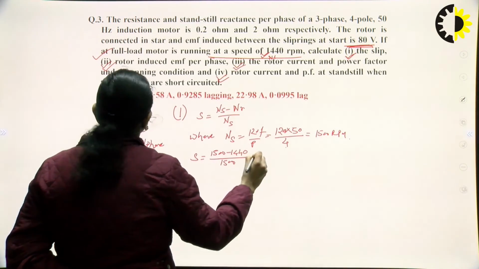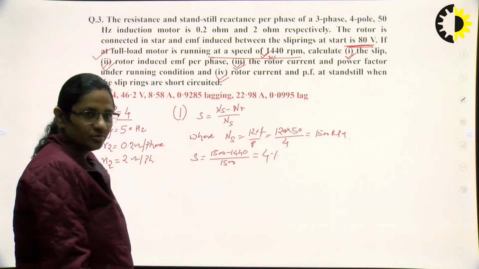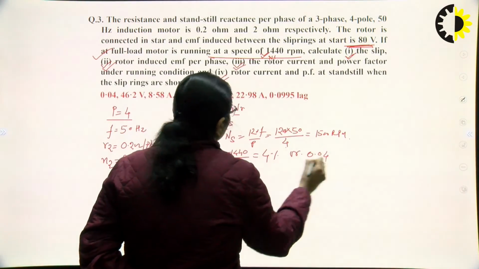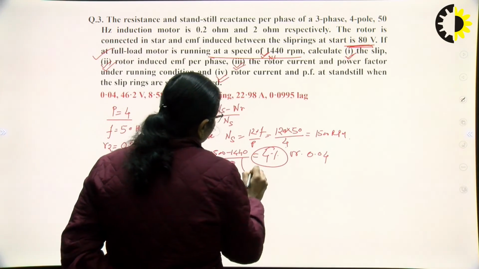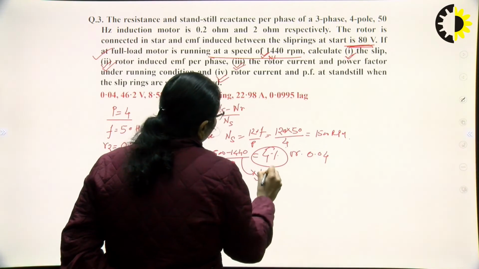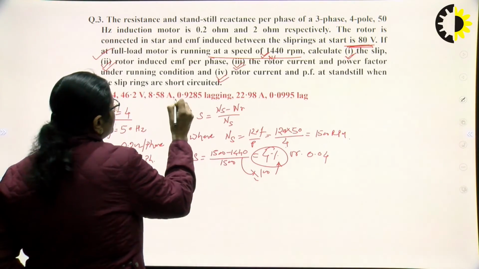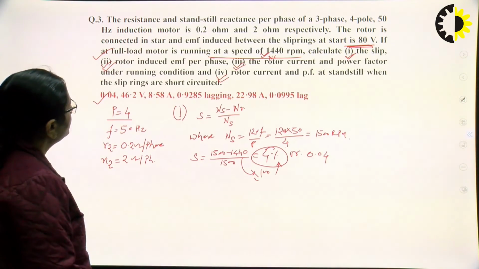1500. Solving this, you will find that the operating slip of the machine comes out to be 0.04. When this is multiplied by 100, you will get the operating slip of 4%. So this gives you the answer of the first part of the question. The answer is given here.